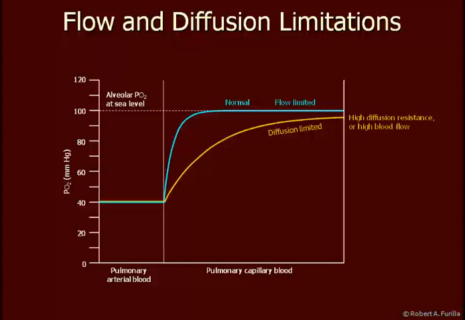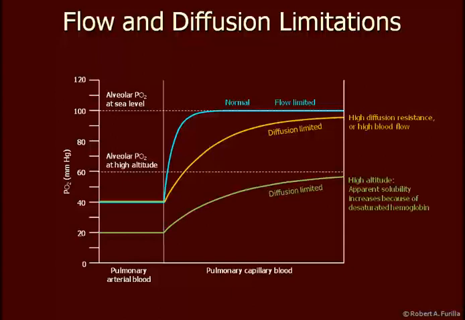There's one more instance that I want to bring up, and that is high altitude. In this example, I've got the alveolar PO2 at 60 millimeters of mercury. Venous PO2, or pulmonary arterial PO2, is now down around 20 millimeters of mercury. And even though blood flow is normal, it takes a longer time to reach equilibrium, and in fact may not reach equilibrium. We have a diffusion limitation.